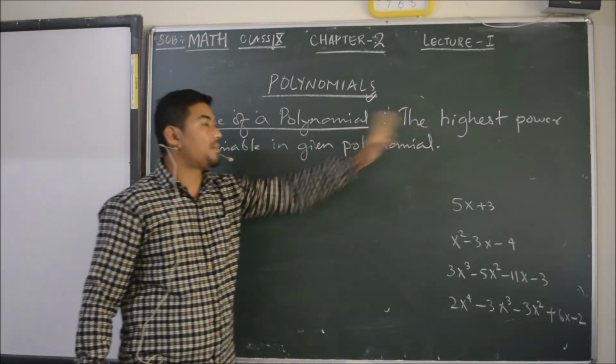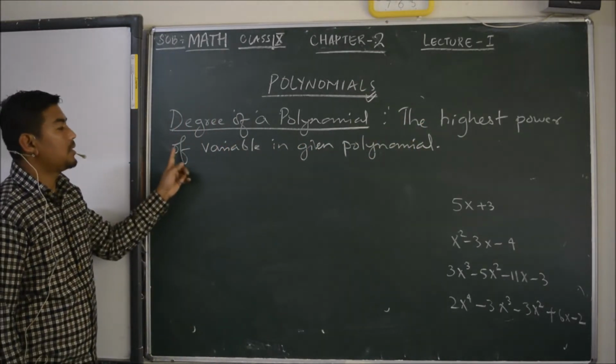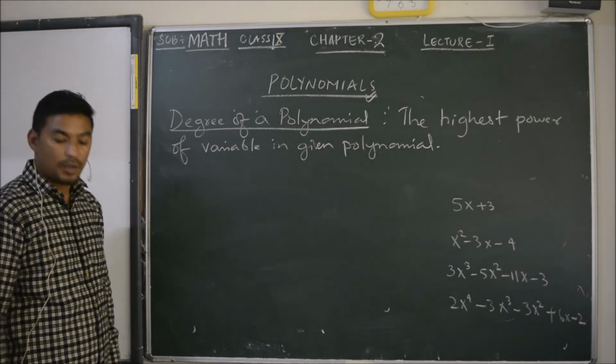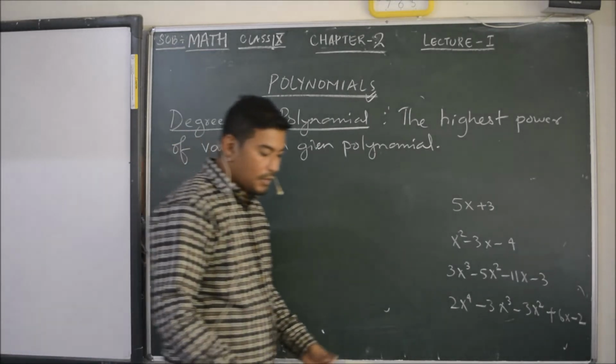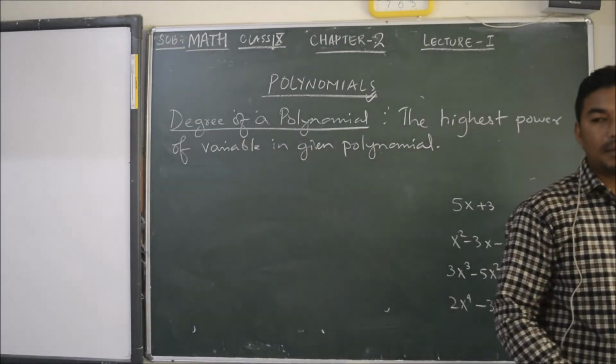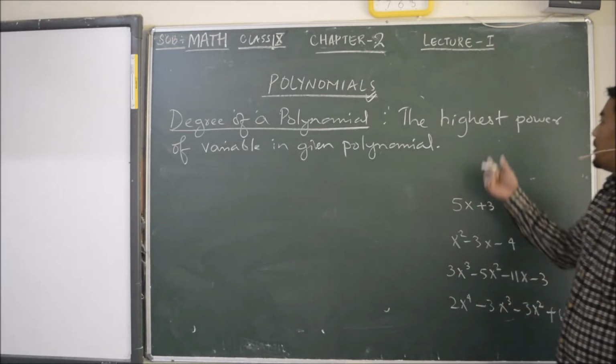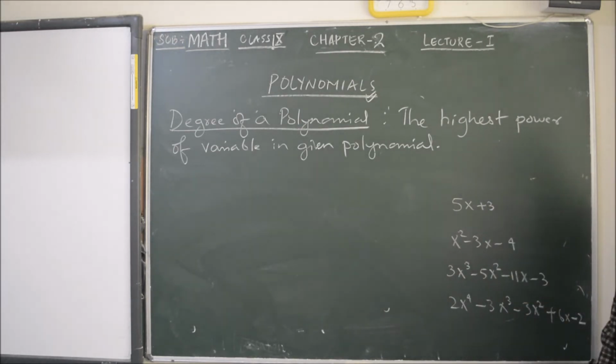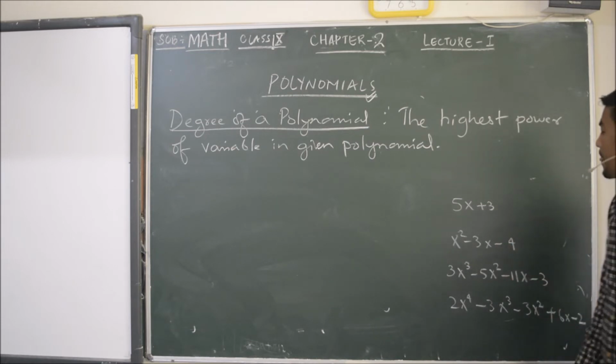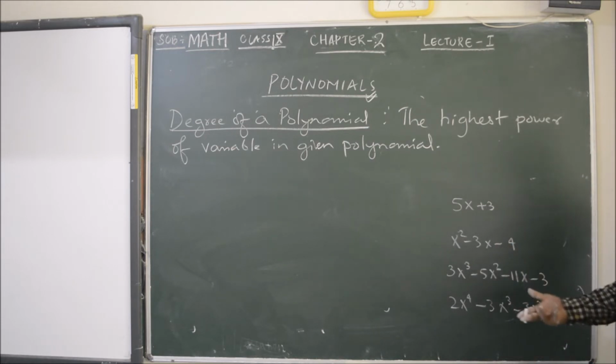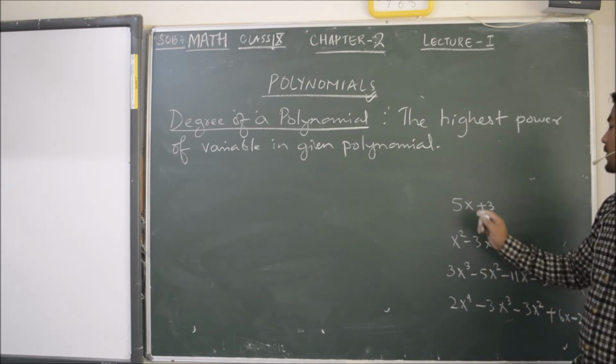The highest power of the variable in a given polynomial. That means we are given a polynomial and just see the highest power of the variable, then that highest power of the variable is called the degree of that polynomial. Here I have written four different polynomials and we are going to check the degree of each polynomial.